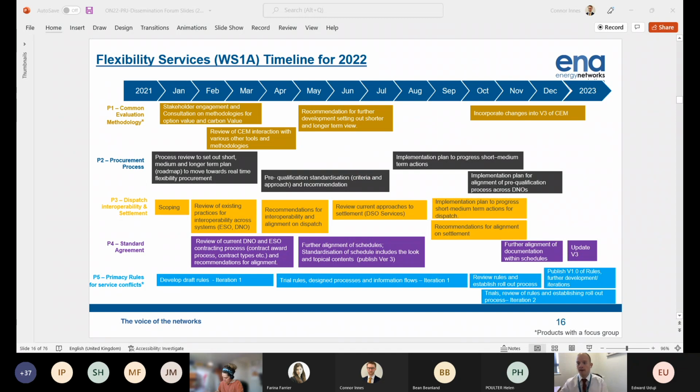So lots of detail on this slide, but the short summary is that we've got a number of key specific deliverables that we're working towards, a number of specific touch points that we're seeking to get stakeholder feedback on, and this will enable us to really drive the whole of the workstream 1A program to make sure that we deliver those outcomes that we've committed to do at the onset.